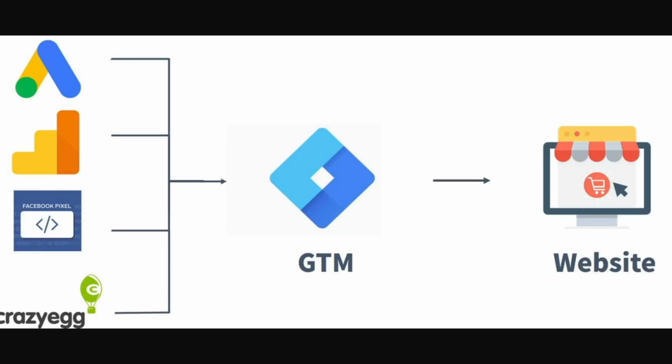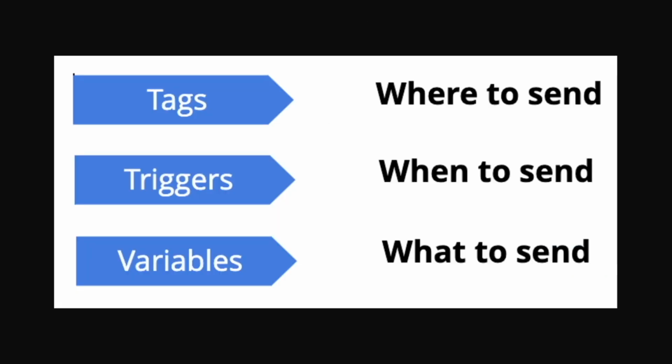So now that we have that idea, let's go ahead and talk about the components of Google Tag Manager by checking out this illustration right here. Every Google Tag Manager account has three main components. We have tags, triggers, and variables. So a tag is what you create on Google Tag Manager, and it's basically telling Google Tag Manager where do you want to send information.